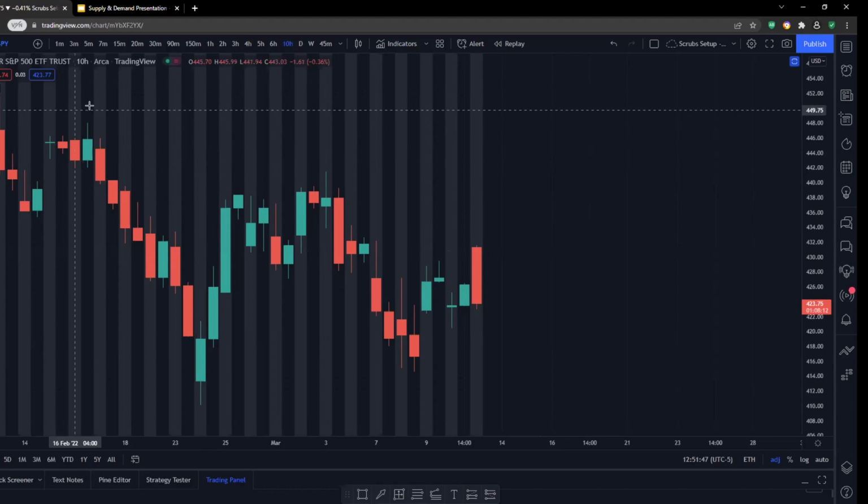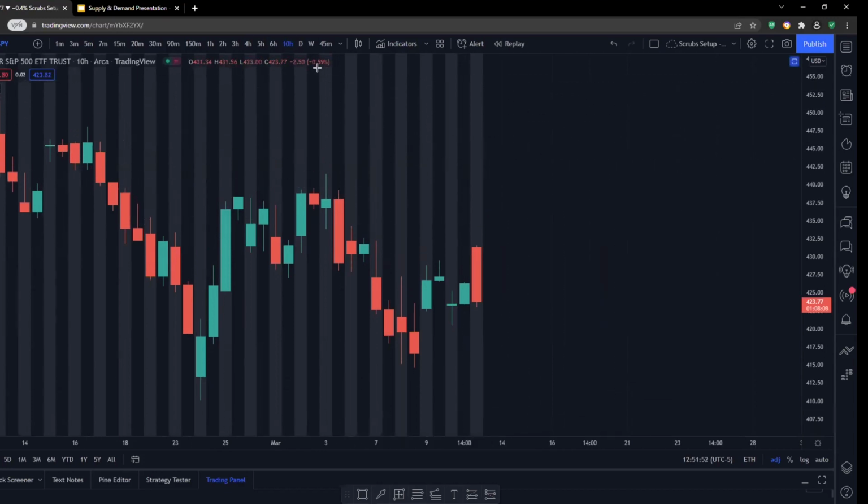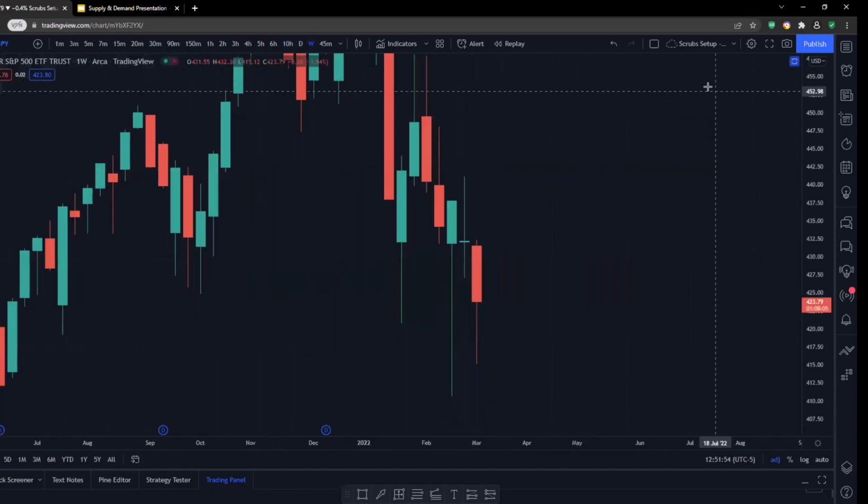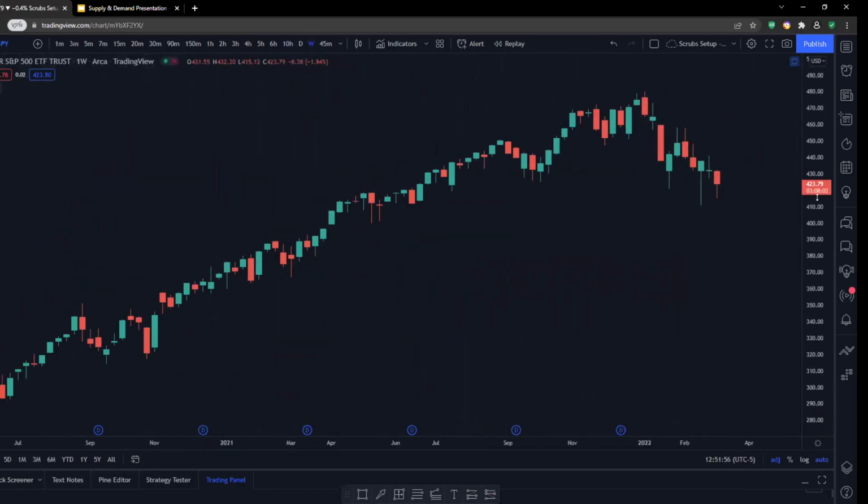All right, so usually what I end up doing, I'll just run over it real quick on how I would make my supply and demand levels for the specific day. So I'll start off on the larger time frame.